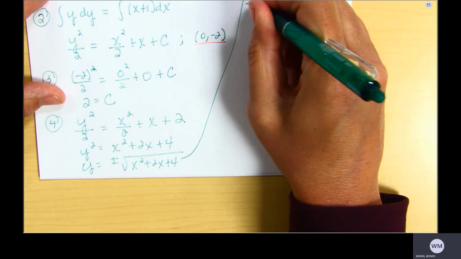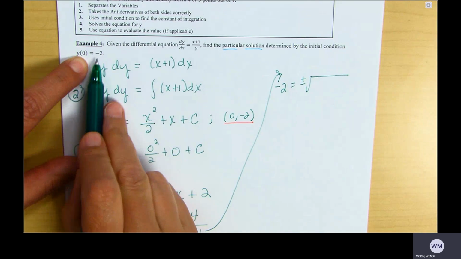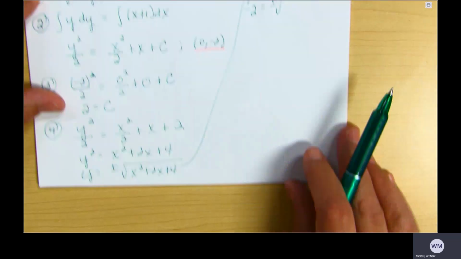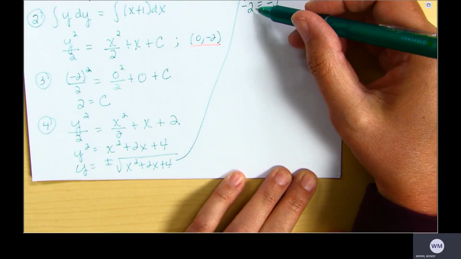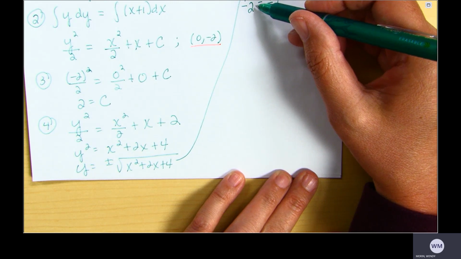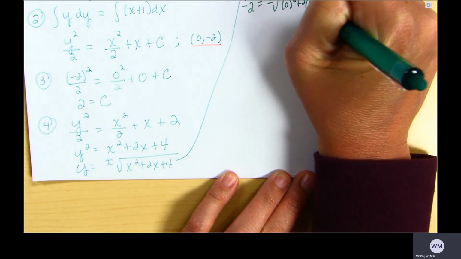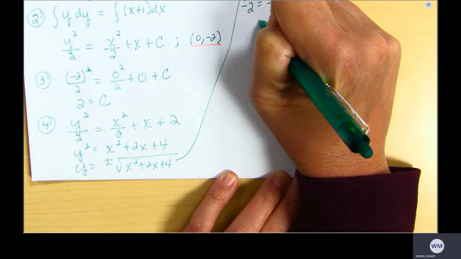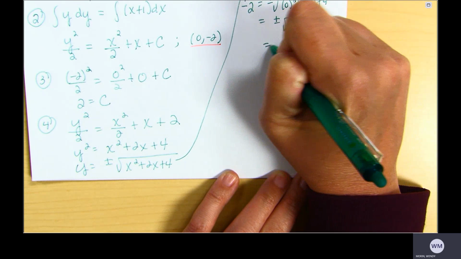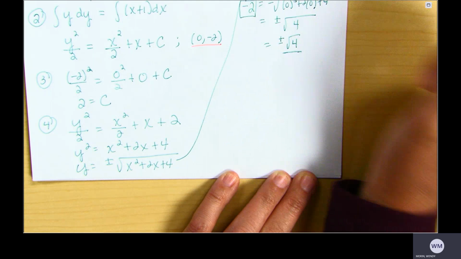Plug negative 2 in for my y. Oops, sorry, you can't see that. Negative 2 in for my y, 0 in for my x. This has to work in my solution. So when x is equal to 0, let's see here, we have 0 squared plus 2 times 0. I think it's pretty obvious which one it's going to be, right? Plus or minus the square root of 4. Is it plus or minus the square root of 4 that we want? Well, obviously, we want the negative 2.